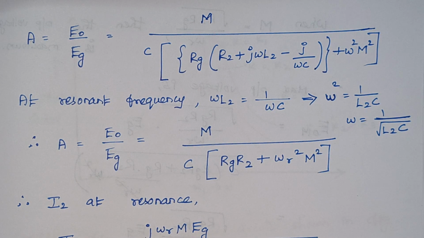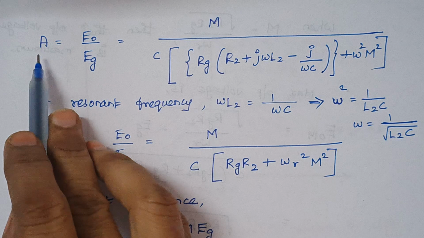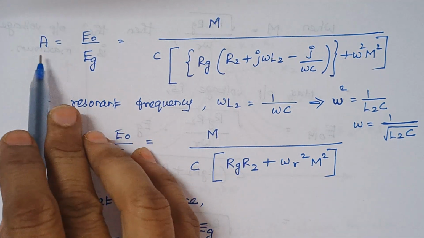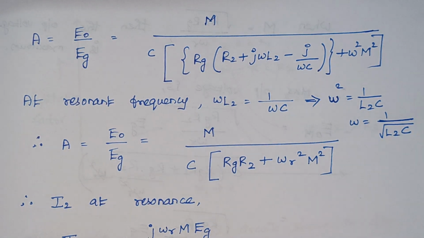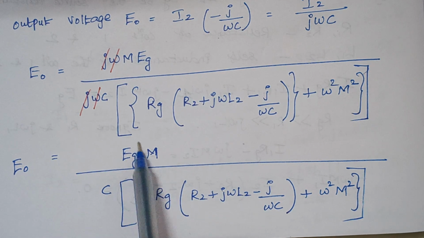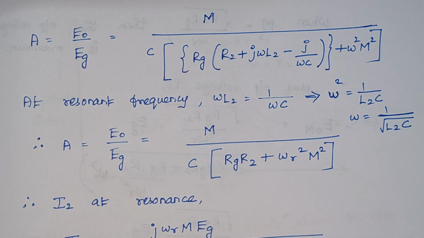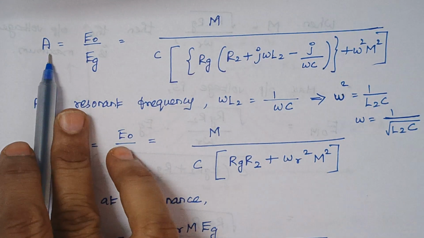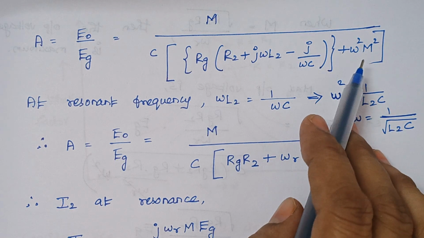The next thing is we are going to find the ratio of output voltage to the input voltage. Here it is denoted by the letter A. So A is equal to E0 by Eg. Here we are having E0, so we are moving this Eg downwards: output voltage by input voltage. Therefore, the value A is E0 by Eg. The rest of the elements remain the same.